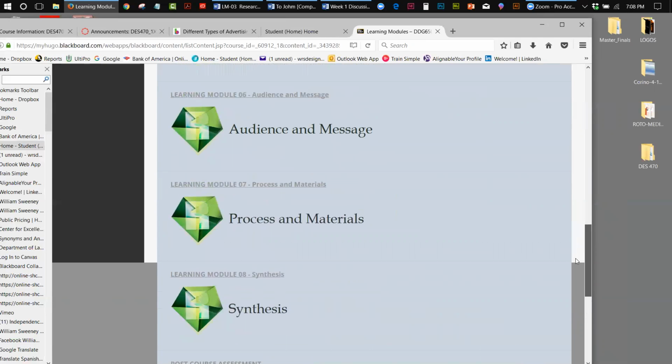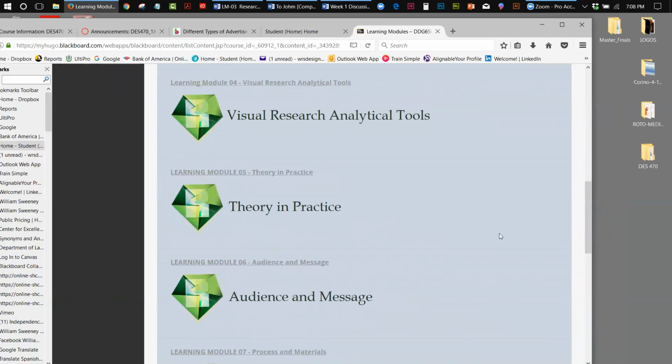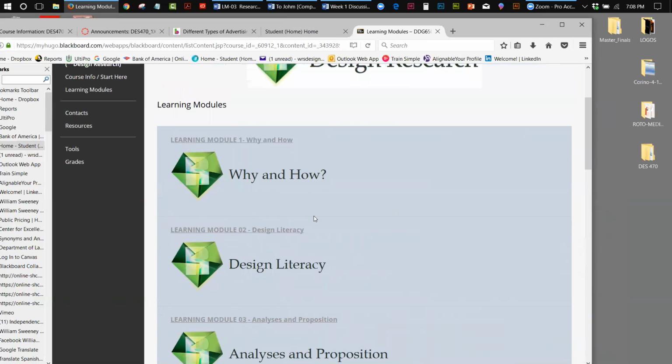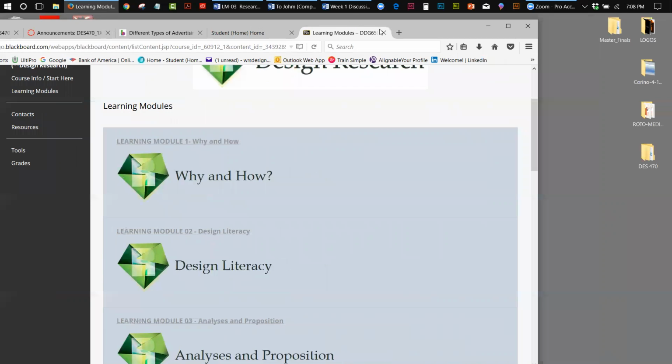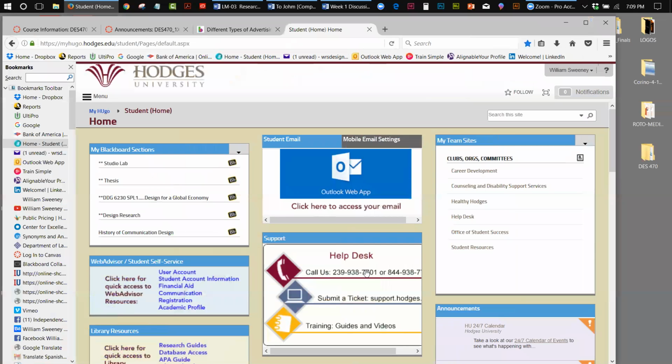So you can see that things like process and materials, this is similar to what we're going to be doing in this class. Audience and message, very similar to what we're going to be doing. Theory and practice. There's very strong similarities between all this. So again, I'm only pointing this out to you because I'm currently doing almost the exact same thing that you are doing on a master's level.